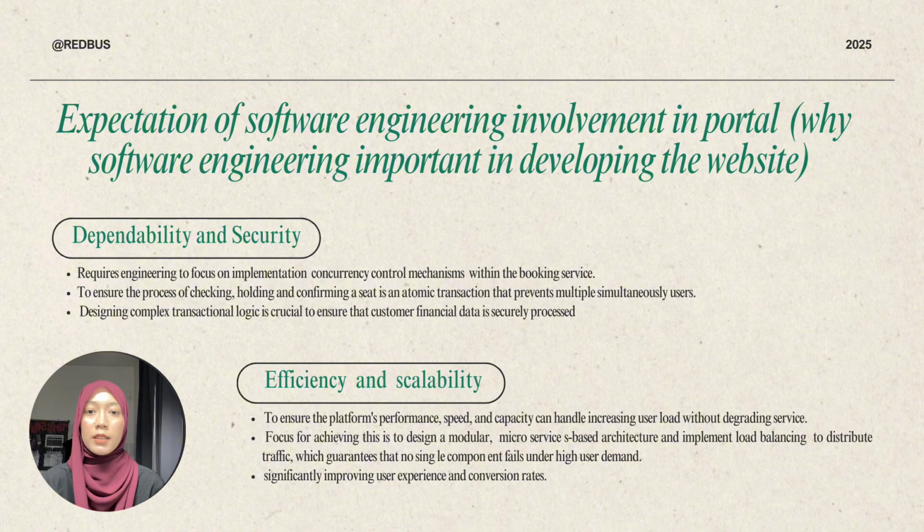In order to ensure the system is reliable and protected, it requires engineering to focus on implementation, concurrency control mechanisms within the booking service to ensure the process of checking, holding and confirming a seat is an atomic transaction that prevents multiple simultaneous users from successfully booking the same seat. When a customer selects a seat, then proceeds to payment, that seat is reliably reserved across the network and for all other users browsing the Redbus website.